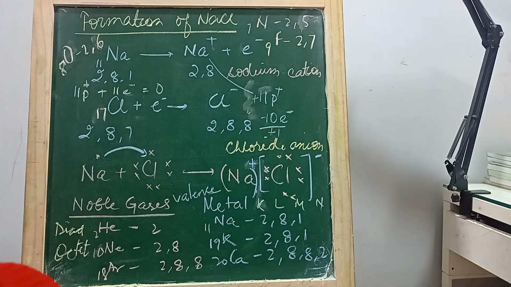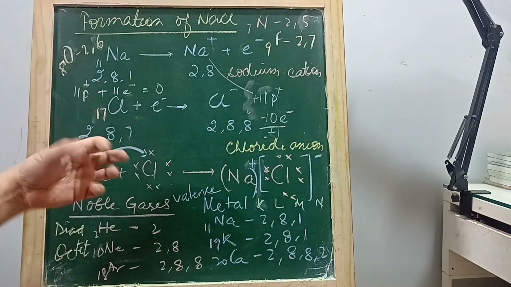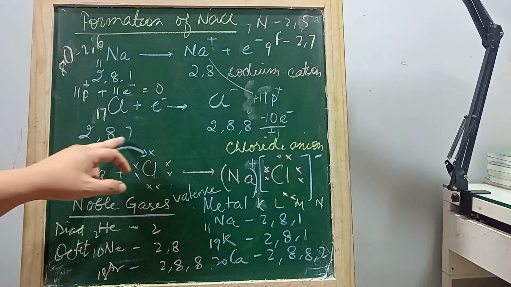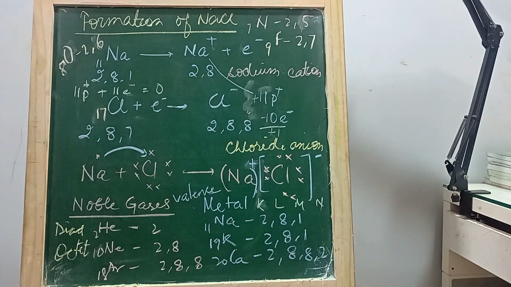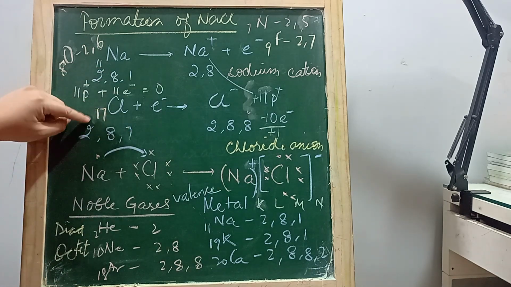Or it will attain the octet. So when a chlorine atom gets 1 electron in the outermost shell, the configuration becomes 2, 8, 8. And what about the charge? It will now carry a negative charge. Because why? Because here the number of electrons and protons are the same.